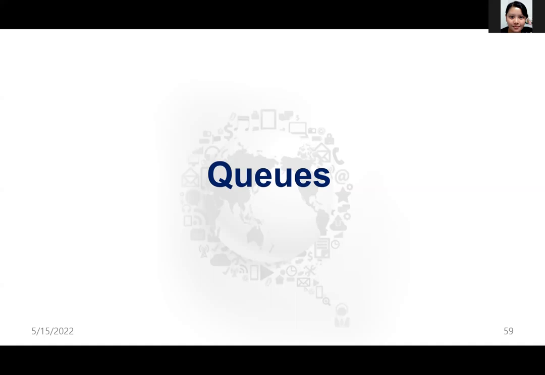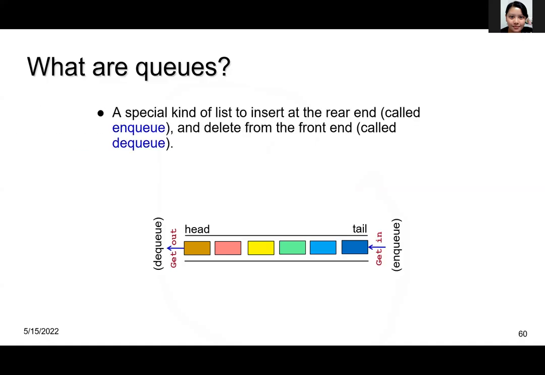Okay, so queue is another specialized list, where the insert and remove of the item can only be done at a certain position, either the beginning or the end. So that's why it's special. Usually, if you go to the internet and search for queue, the insert operation is called enqueue, and the remove or delete operation is called dequeue.